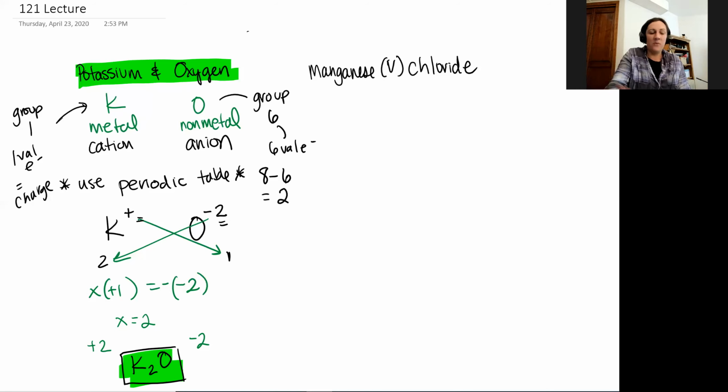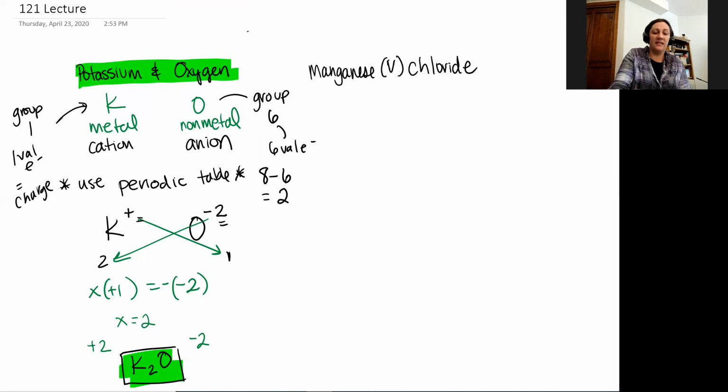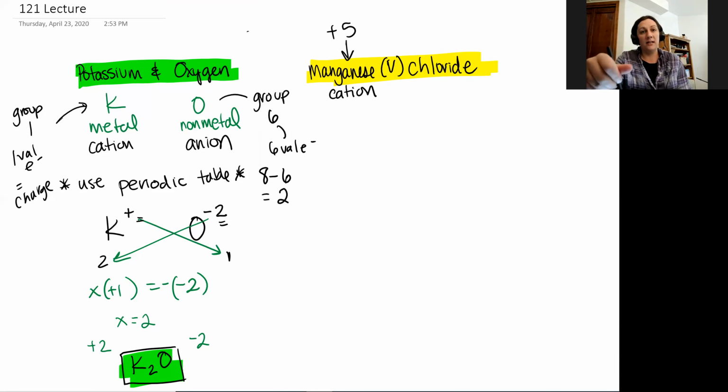And here, that information is coming in the form of the name of our molecule. So we've got manganese 5 chloride. This is telling me that my manganese has a +5 charge. And it doesn't tell me anything about the chloride other than it's the anion. Because my manganese comes first in the name, it's the cation. And when the chloride comes second in the name, that makes it the anion.